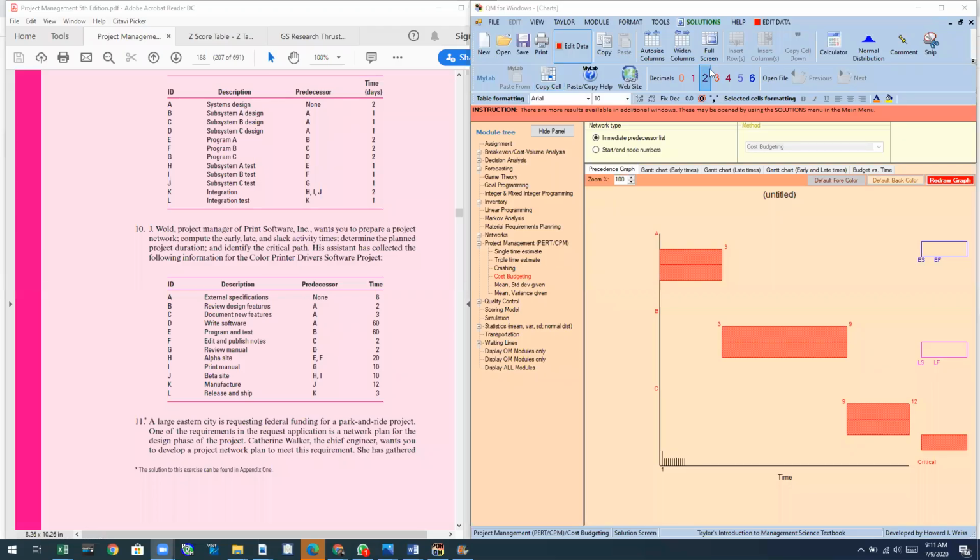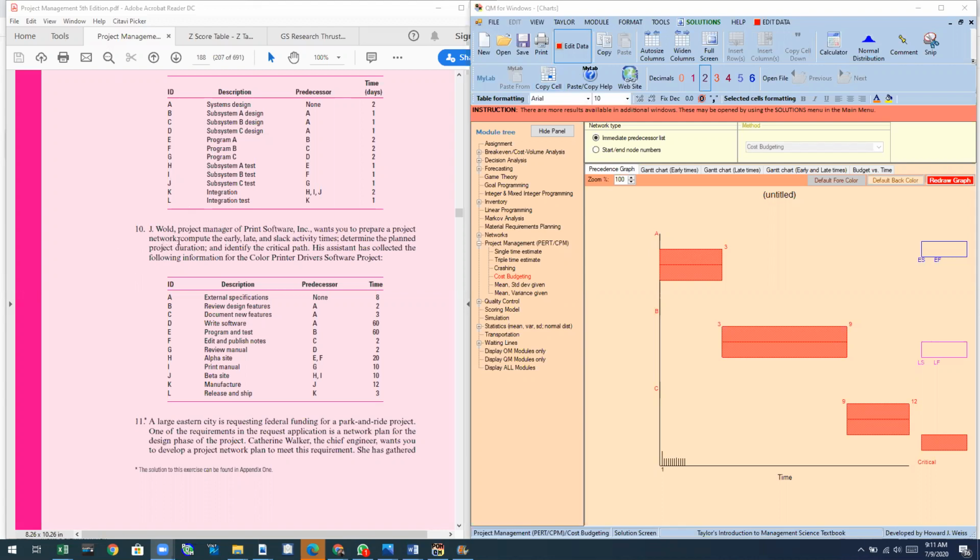Today I will share with you how to develop your project network and also your Gantt chart using POM QM. By now you should have installed POM QM on your computer, and so I will share my screen so that I can illustrate to you how to work with POM QM. Using the project management textbook, the 5th edition, we will look at problem number 10.